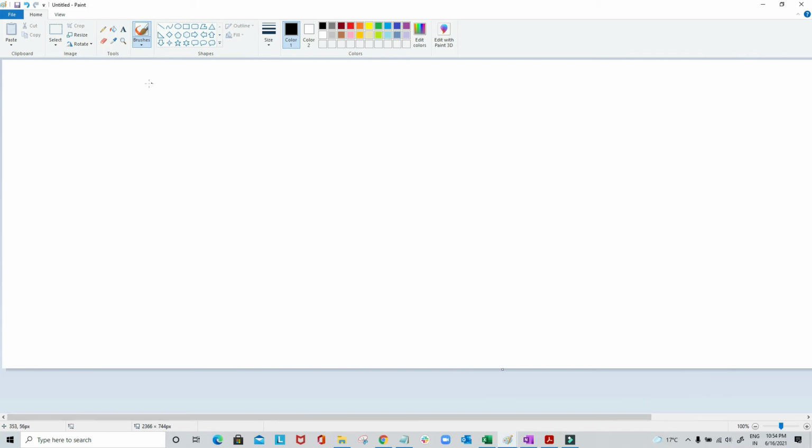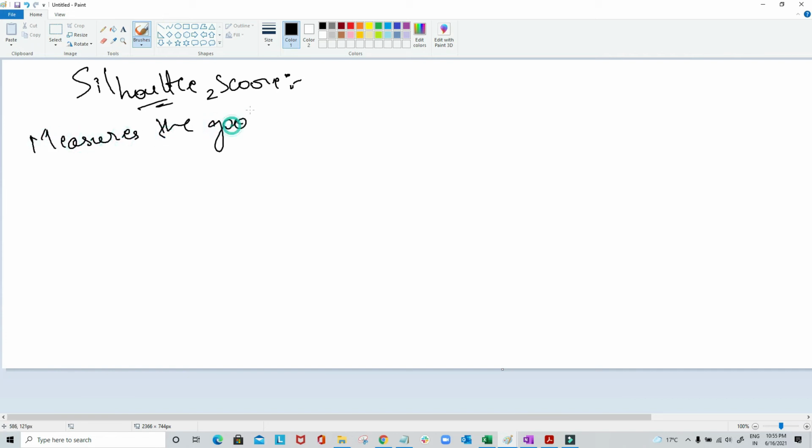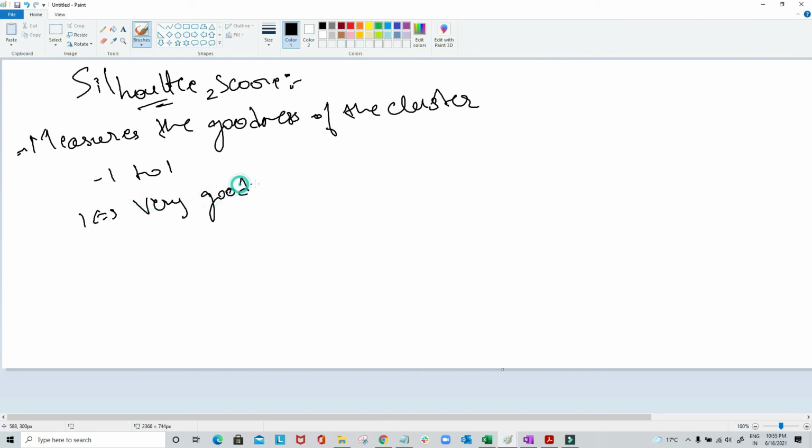Yeah. So apart from the elbow method, there's one more technique to identify the goodness of a cluster. That is called the Silhouette score. What the Silhouette score does is it measures the goodness of the cluster. This value ranges from minus 1 to 1, where 1 means it's a very good way of grouping the data points, a very good way of clustering the data.